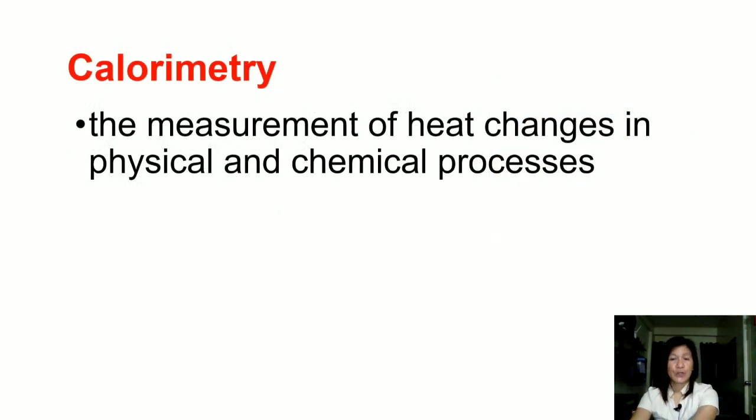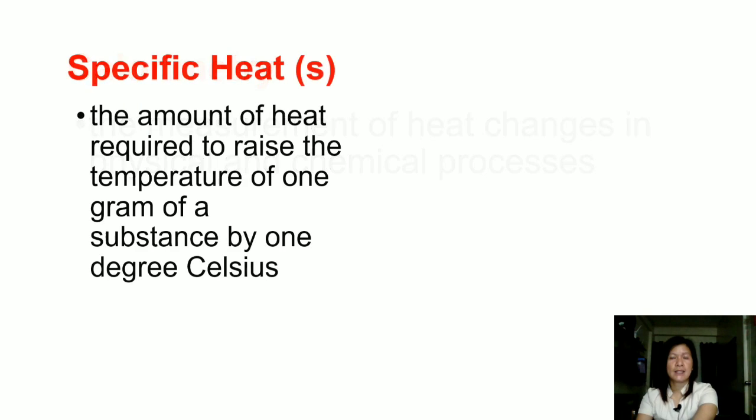And let's go to the last part, calorimetry. Calorimetry is the science of measurement of heat changes in physical and chemical processes. Calorimeter is the apparatus used for these purposes to determine the amount of heat changes involved in physical and chemical processes.